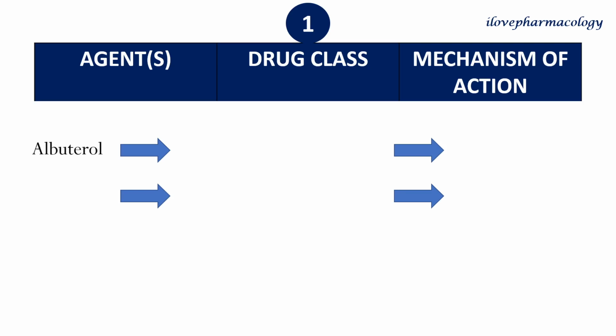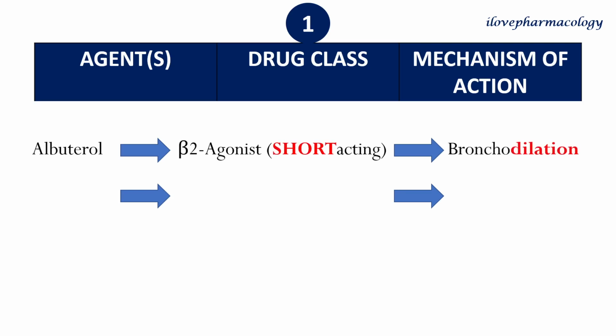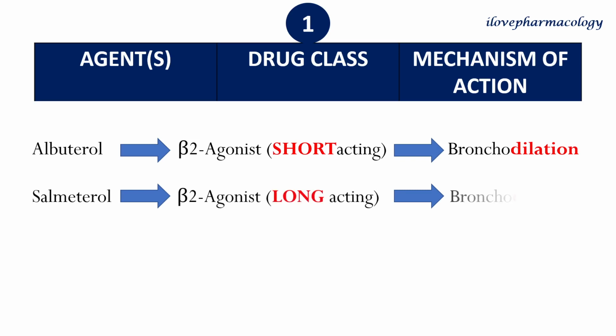So here we have Albuterol, which is a short-acting beta-2 agonist, which on stimulation of beta-2 receptors in the lung causes bronchodilation. Next, we have Salmeterol, which is a beta-2 agonist, but it is a longer acting one. It acts on the beta-2 receptor present in the bronchial smooth muscles, leading to bronchodilation. So albuterol is a shorter acting beta-2 agonist, whereas salmeterol is a longer acting beta-2 agonist.